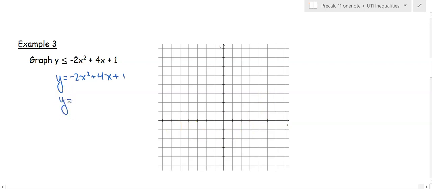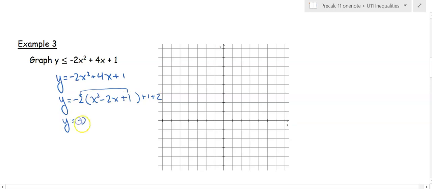So to get the vertex, we're going to factor the negative 2 out of the first two terms, divide by negative 2, divide by negative 2, push that 1 aside and leave a space. I'm going to complete the square. I'm going to take 2 divided by 2 is 1, 1 squared is 1. What did I really add? I really added negative 2 times 1. I really added negative 2, so I add 2 out there.